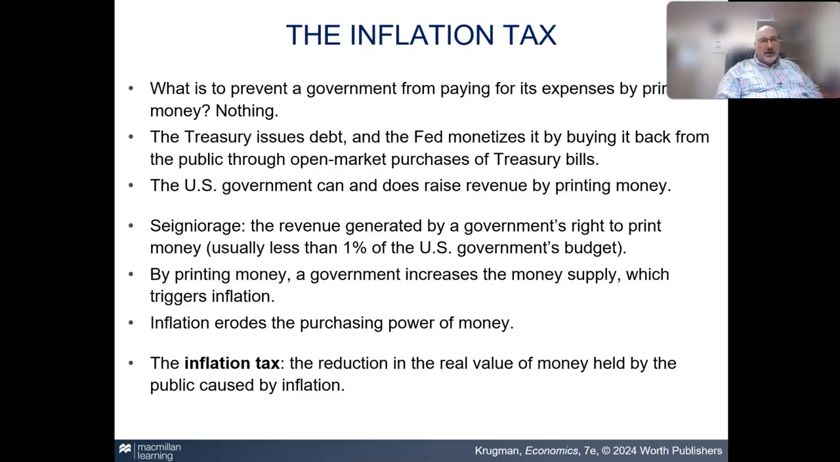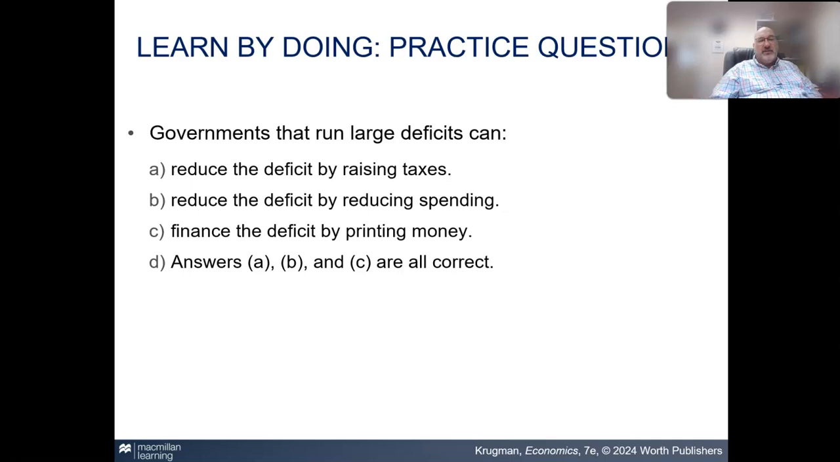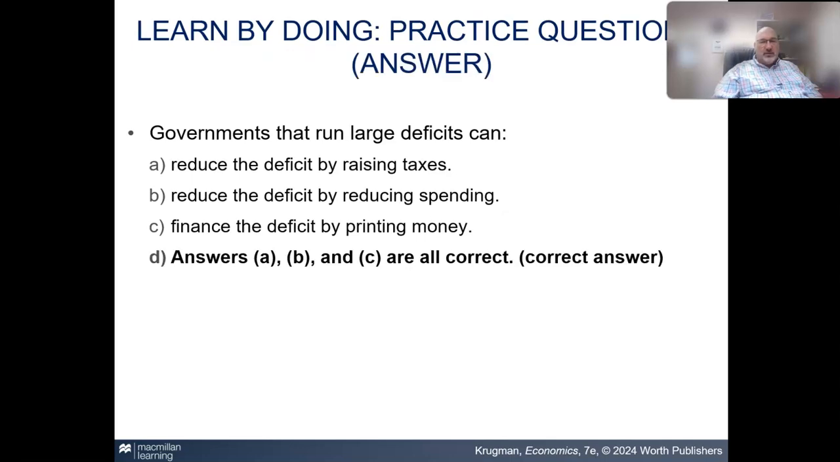So we have fiat money, which most countries do, and one of the things with that is it's only good because you have faith in the government. The inflation tax is the reduction in the real value of money held by the public caused by inflation. If you didn't have faith in it, that's the problem. Governments that run large deficits can reduce the deficit by raising taxes, reduce the deficit by reducing spending, finance the deficit by printing money, or A, B, and C are all correct. So let's go with that one. There you go.